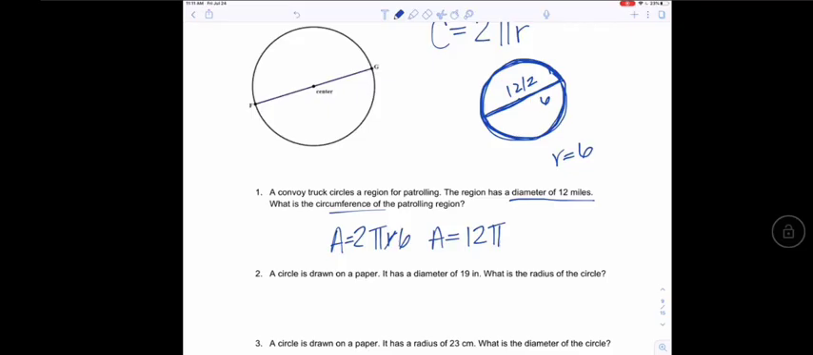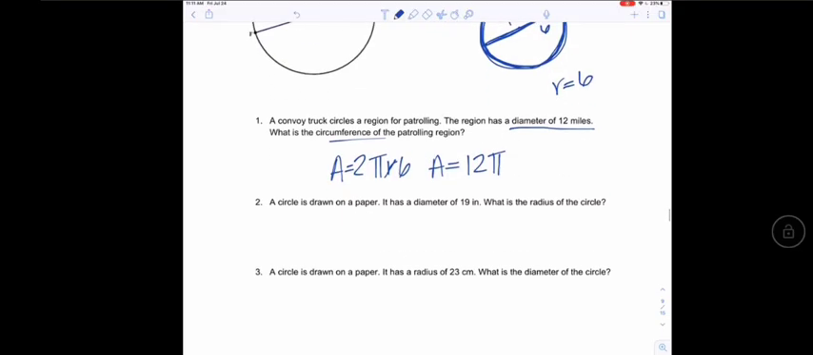Let's keep going. A circle is drawn on a paper. It has a diameter of 19 inches. What is the radius of the circle? Okay, this one is even easier, right? It's asking us to find the radius based on the diameter. I know that radius is half the diameter, so I'm going to do 19 divided by 2. 2 goes into 19 9 times. 2 times 9 is 18. 19 minus 18 is 1. I'm going to add a decimal, bring down a 0. 10 divided by 2 is 5. So the radius equals 9.5. So that one was easy.